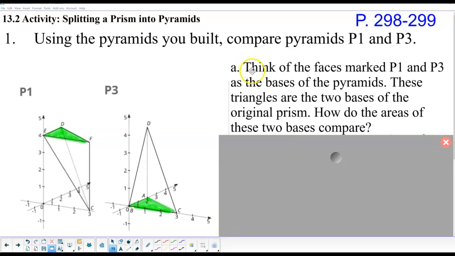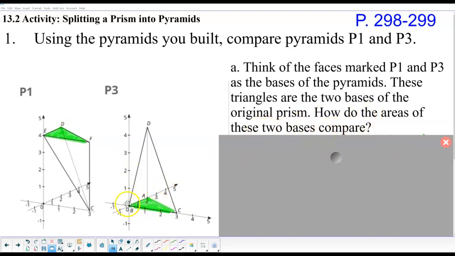All right, great. So part A, think of the faces marked P1 and P3 as the bases of the pyramids. These triangles are the two bases of the original prism. So I highlighted those two pieces. Remember, we're actually going to use the definition of a prism to help us out here. A prism has to have two congruent bases. So how do the areas of these two bases compare?